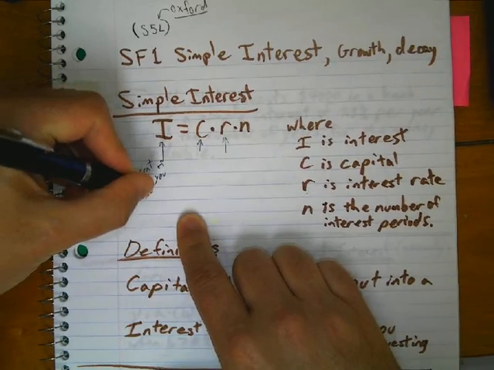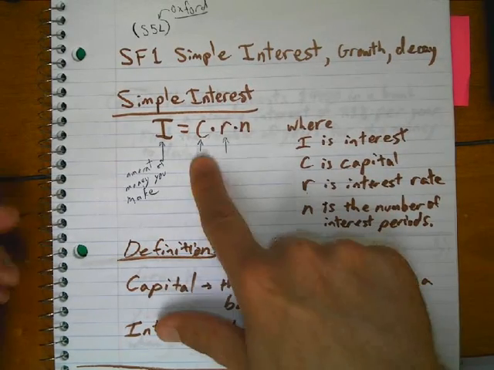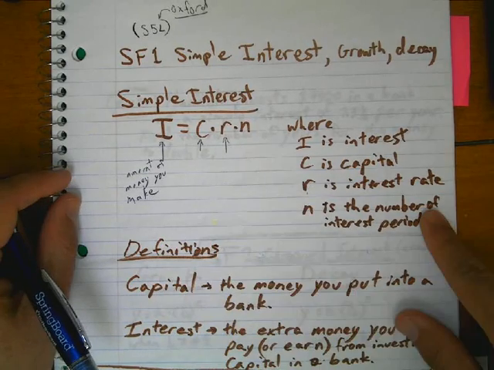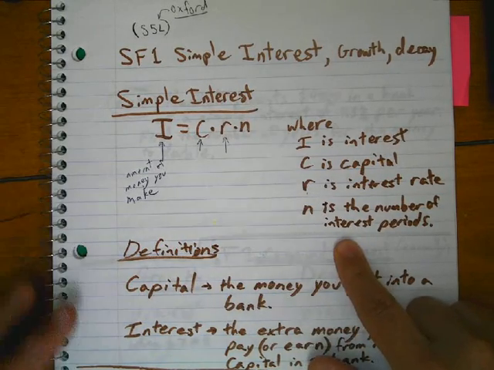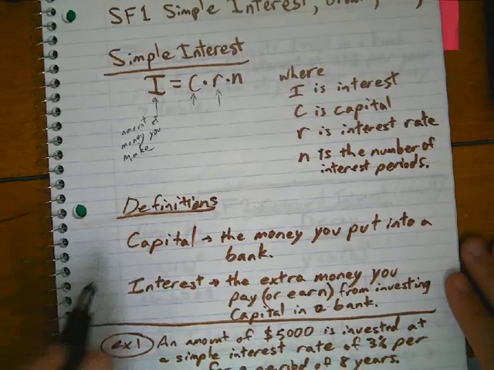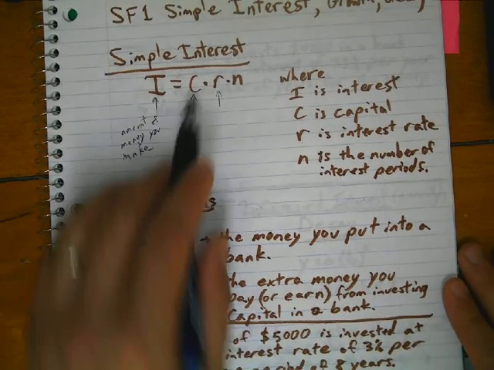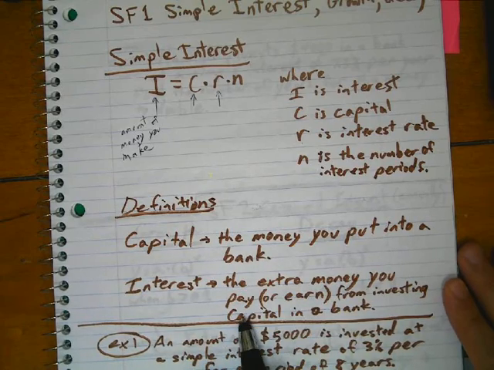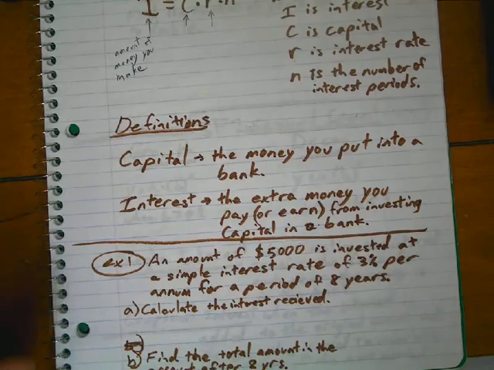This is the amount of money you invest, this is the rate, and this is the number of compounding interests, like years, for example. So capital is the amount of money that you put into the bank. Interest is the extra money that you've earned from putting it into the bank. So we've got an example that we'll do right now.